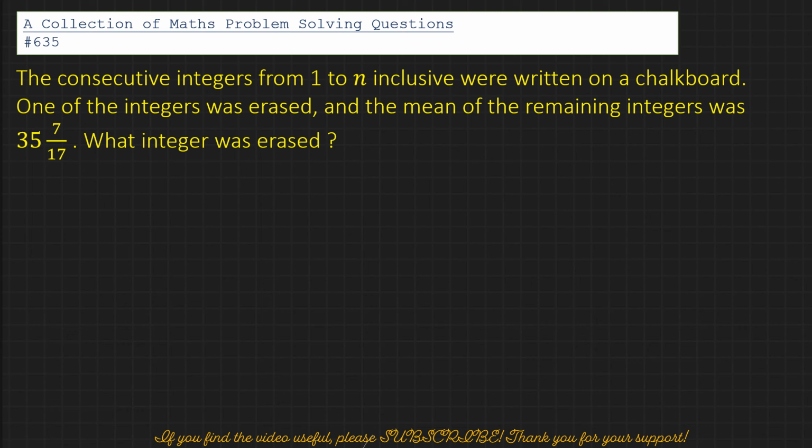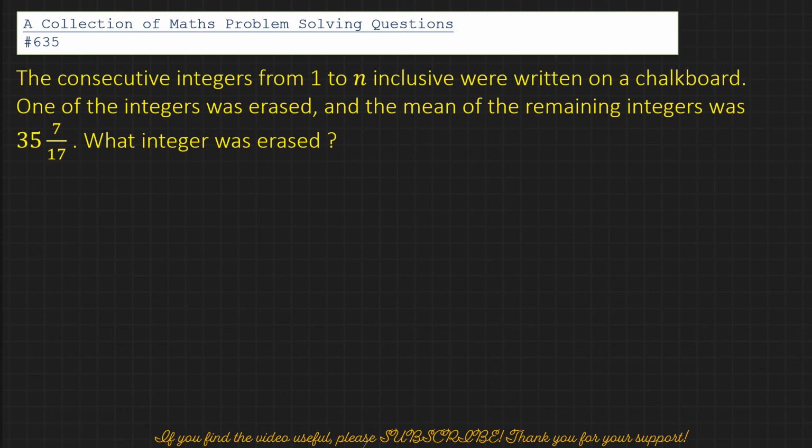The consecutive integers from 1 to n inclusive were written on a chalkboard. One of the integers was erased and the mean of the remaining integers was 35 7/17. What integer was erased?